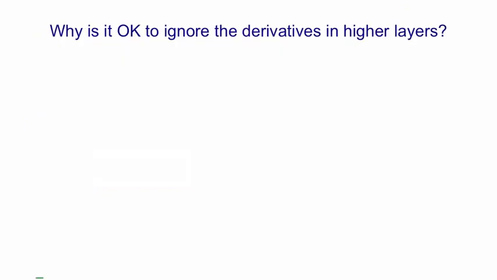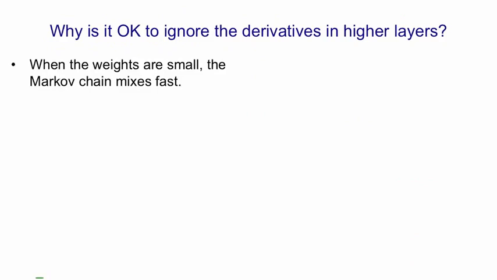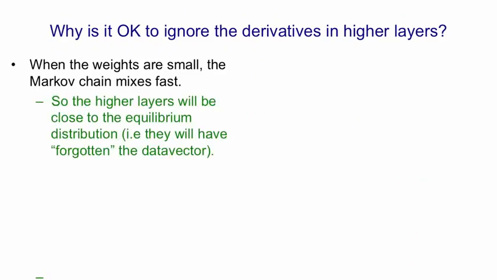The question is, why can we get away with ignoring those higher derivatives? When the weights are small, the Markov chain mixes very fast. If the weights are 0, it mixes in one step. And if the Markov chain mixes fast, the higher layers will be close to the equilibrium distribution, i.e. they will have forgotten what the input was at the bottom layer. And now we have a nice property.